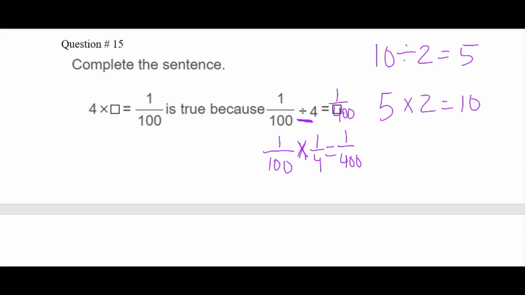And since 1/100 divided by 4 is equal to 1/400, that means 4 times 1/400 is equal to 1/100. So you can check that by putting this over 1 and multiplying across, and then simplifying, and you can see that that answer is correct.